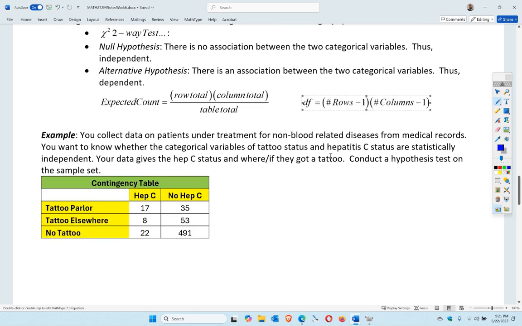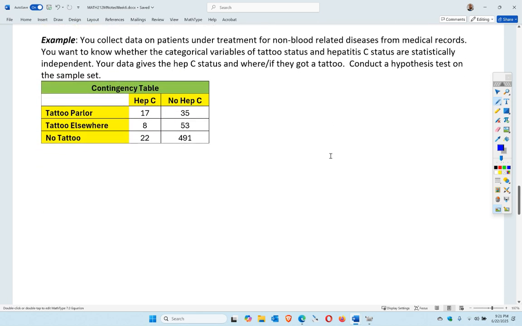So let's say we collect data on patients and their treatment of non-blood related diseases from medical records. You want to know, for this categorical variable for tattoo status and hepatitis C status, are they statistically independent? Having it, not having it, tattoo and hepatitis C. Is there some kind of relationship there or not? So you assume there isn't, and then you prove otherwise, essentially.